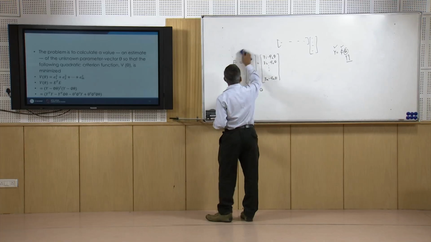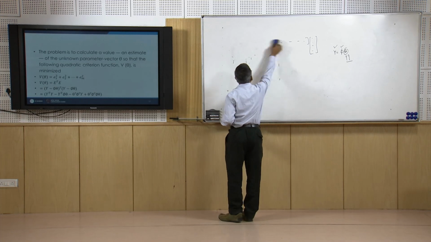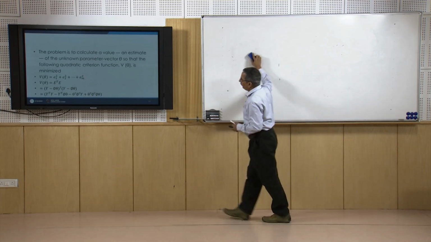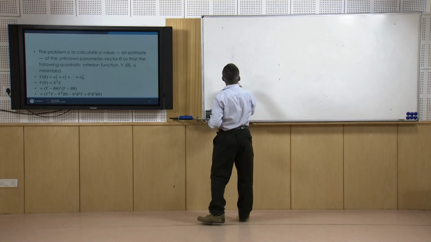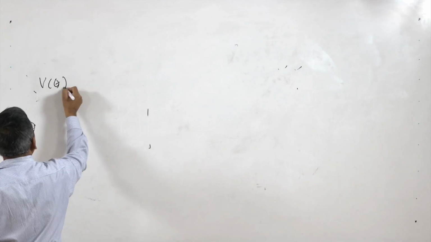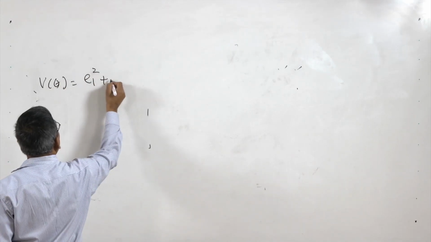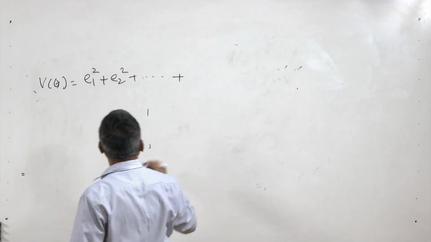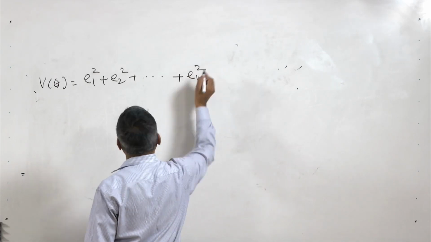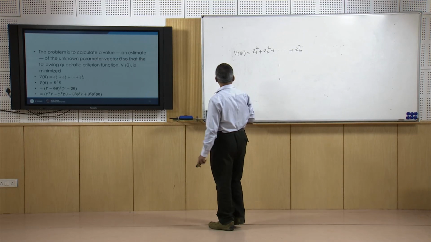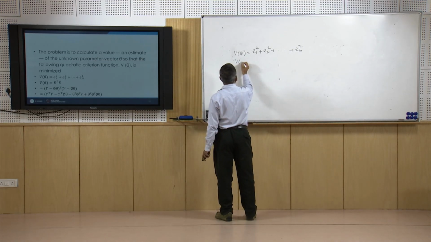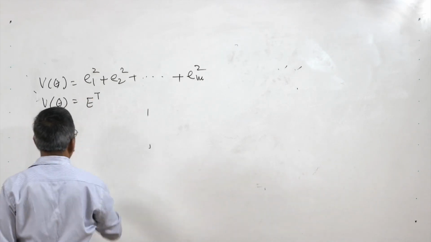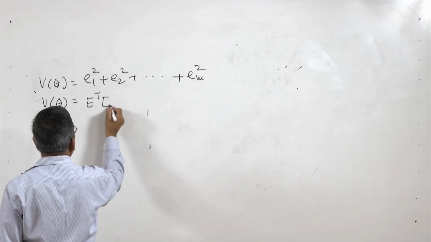Okay. So, first we can find out the function which is to be minimized, that is V theta. Okay. And this is, as I said, the summation of the errors E1 square plus E2 square plus we are going to have EM square. Alright. Now, in a compact form this can of course be written as error vector transpose into error vector.